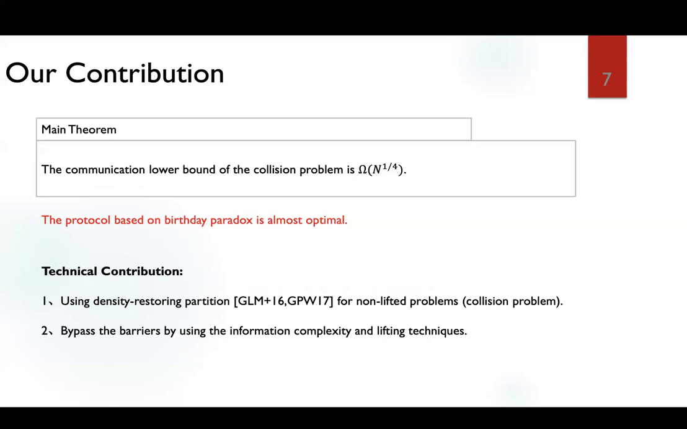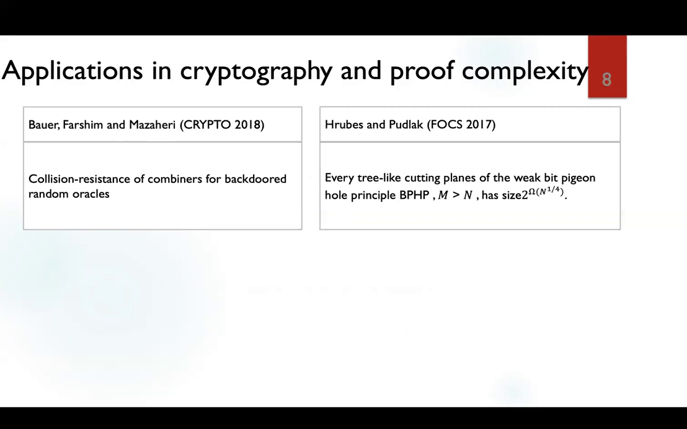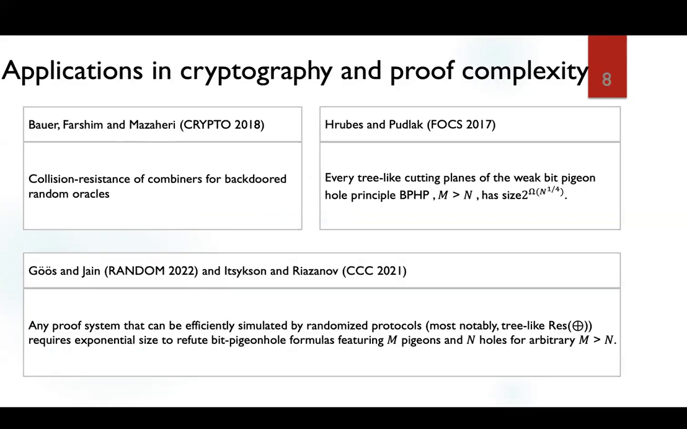Moreover, our technique can bypass the barrier of using information complexity in query to communication lifting theory. Based on previous connections, our results also have some applications in cryptography and proof complexity. We have some applications in collision resistance in cryptography, and prove some potential lower bounds for some proof systems in proof complexity.